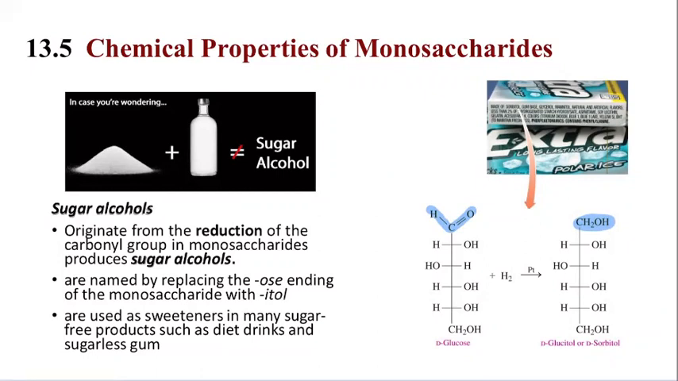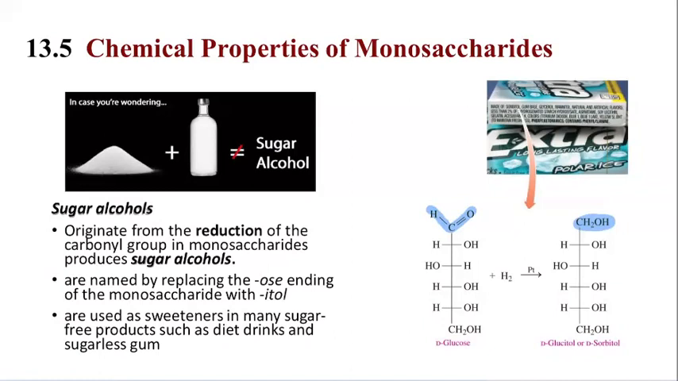Now, where do we see sugar alcohols? They're actually utilized as sweeteners in many sugar-free products, okay? Diet drinks also have them. Sugarless gum for sure has them. That's where we see them. You can actually buy them in bags, like when you see erythritol, xylitol, okay? There's all these products. There's actually candy made out of sugar alcohols, okay?